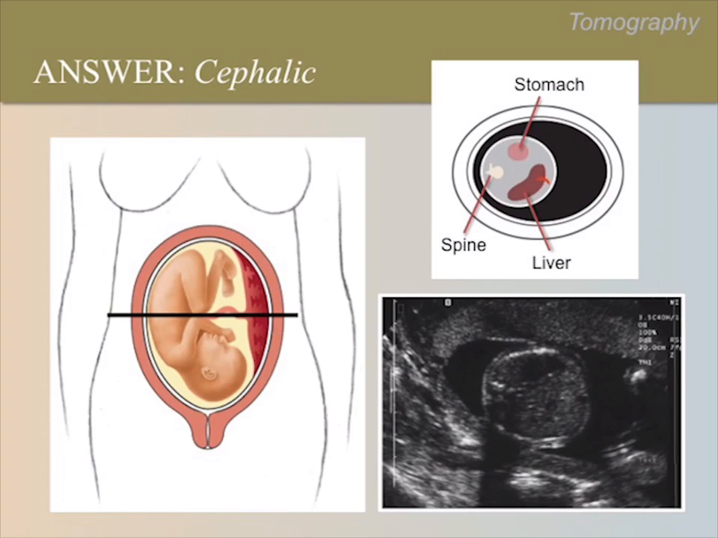Compare structures in the drawings in your handbook with structures in ultrasound. Please pause the video to allow your trainer to demonstrate this fetal position with a doll prop.